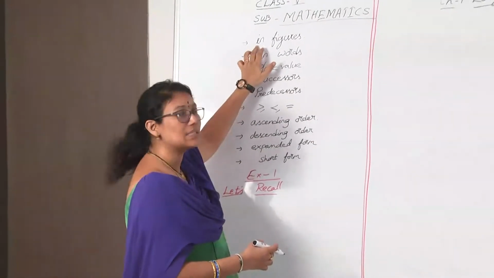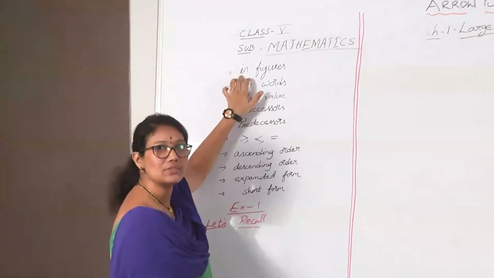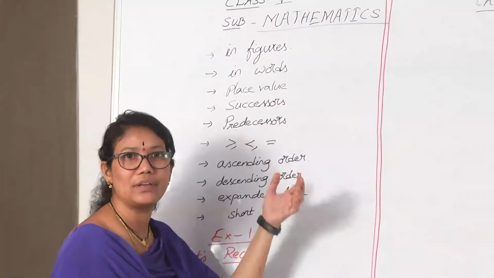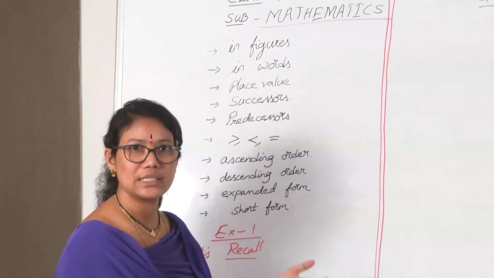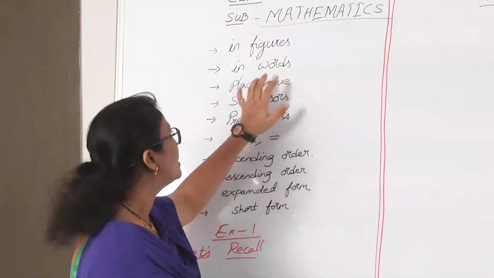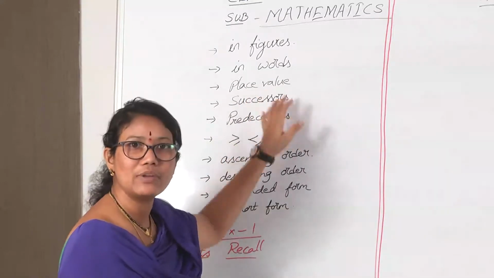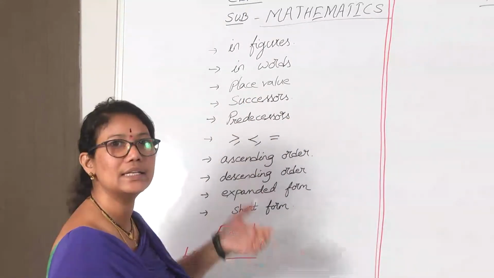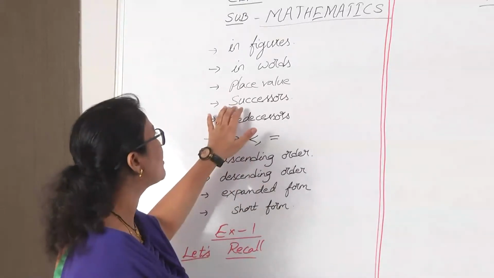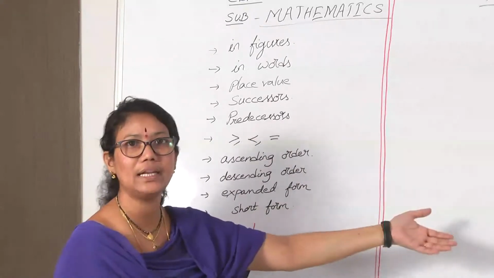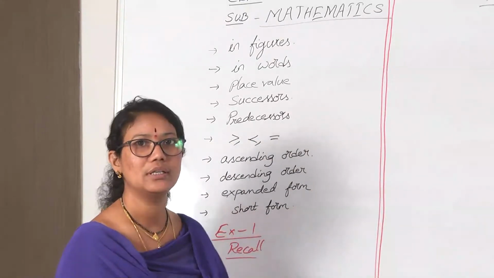Here it was given that in 4th class we have learnt about writing in figures. That means words will be given and it will be asked to write in figures. Then write in words. Then place value, finding the place value of the underlined digit of a given number. Then writing the successor of the given number. Successor, we will discuss again while doing the exercise.